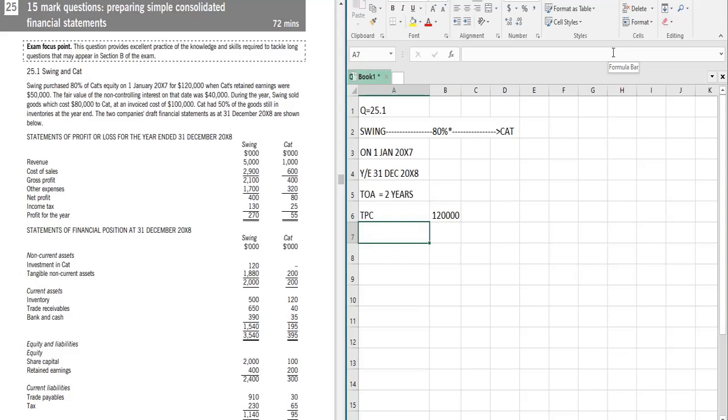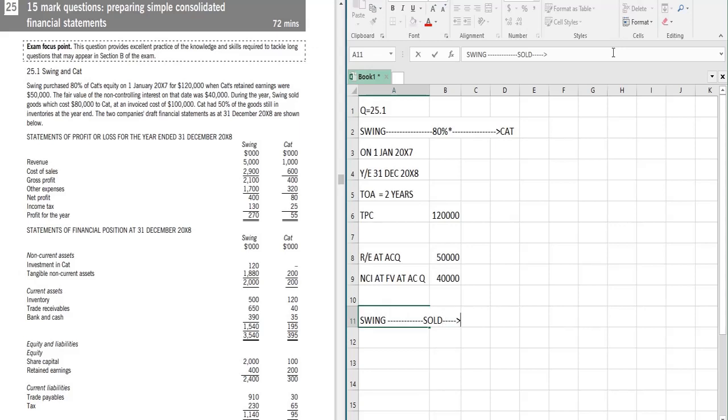During the year, Swing sold goods which cost 80,000. Retained earnings at acquisition, given in the question, is 50,000. Then NCI at fair value at acquisition is given in the question, which is 40,000. Then during the year, Swing sold goods to CAT, which means the parent sold goods to CAT. One thing I forgot to mention here is the NCI percentage. NCI percentage is 20. If the parent acquired 80%, the remaining 20% is held by NCI.